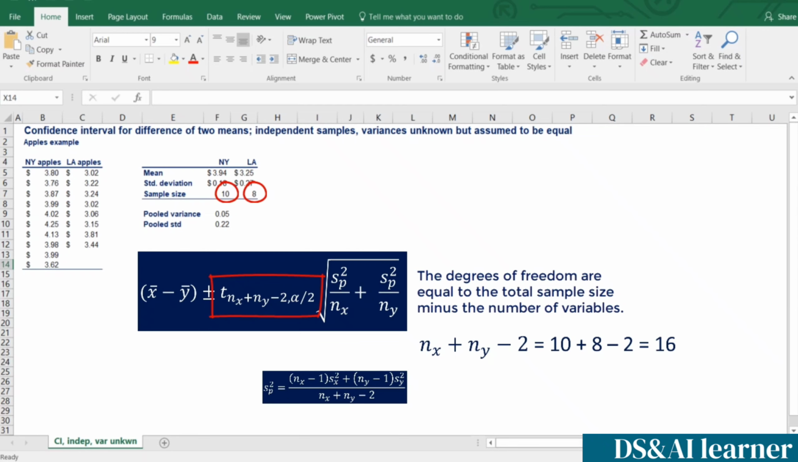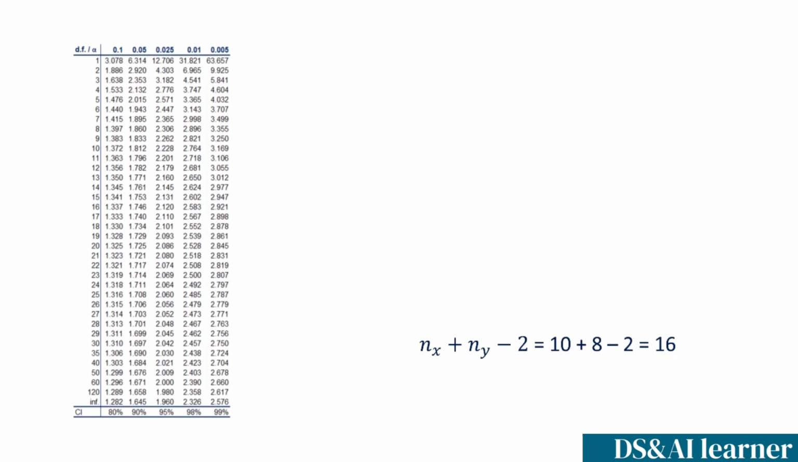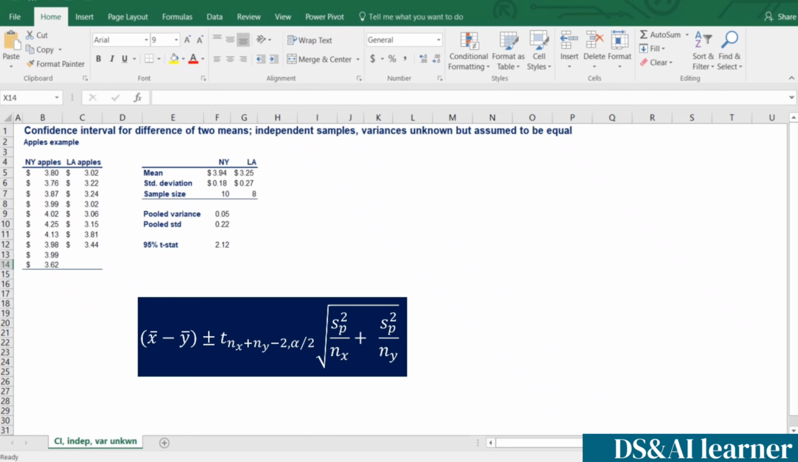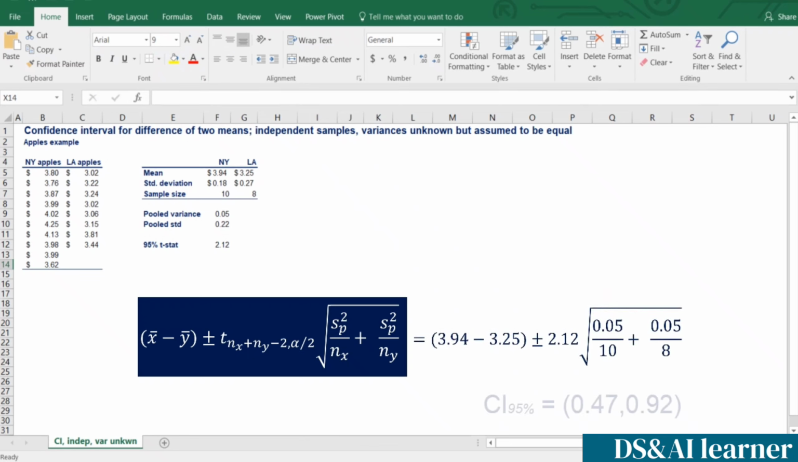All right. Checking the t-statistic from the table for a 95% confidence interval with 16 degrees of freedom, we get 2.12. Let's plug everything in and get our answer. The 95% confidence interval is between 0.47 and 0.92.